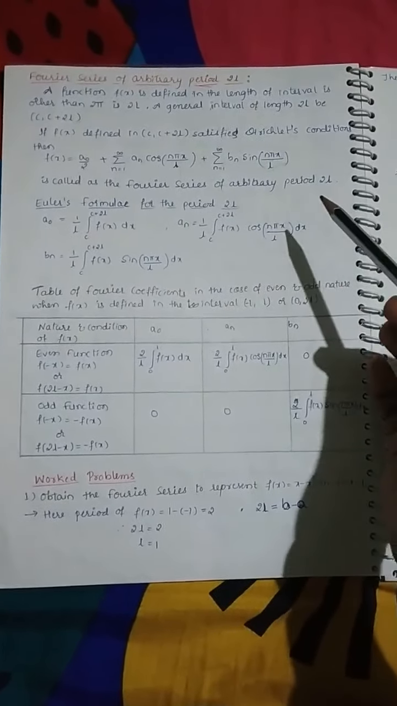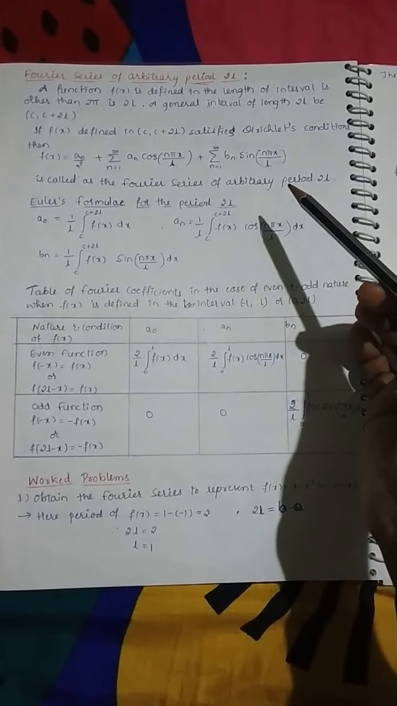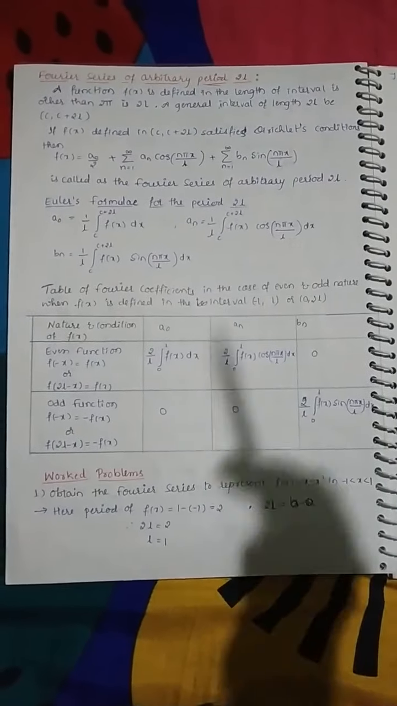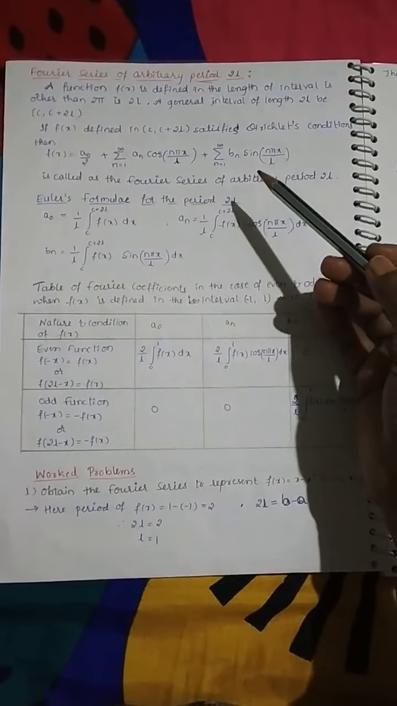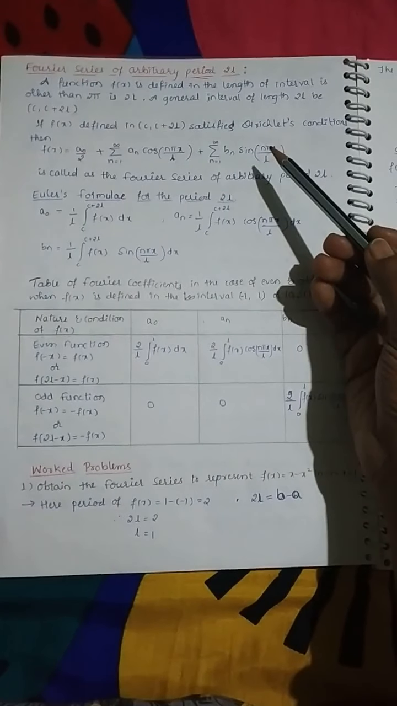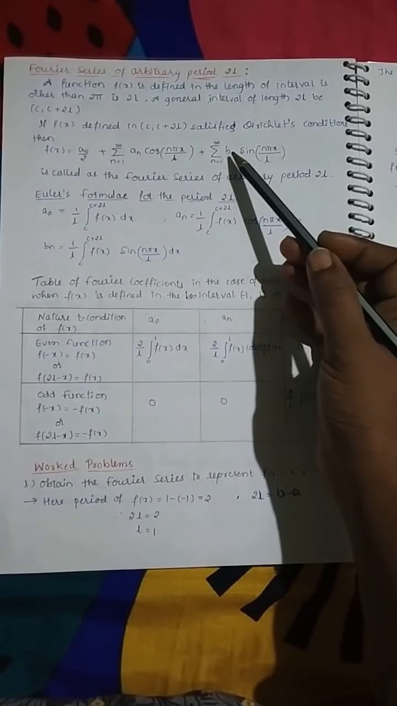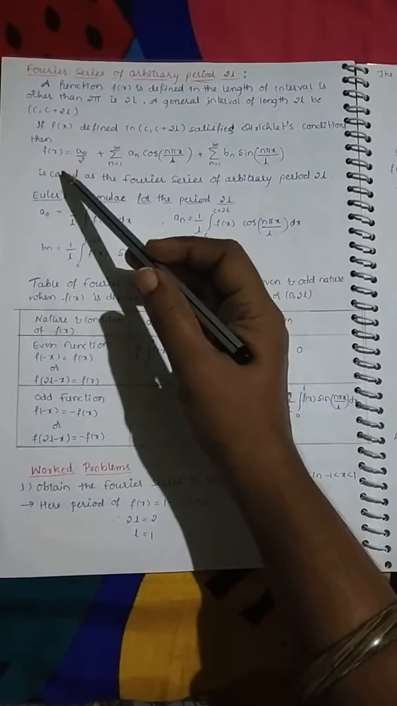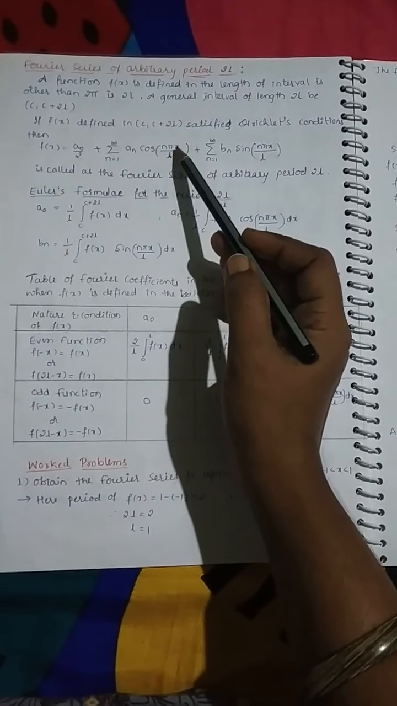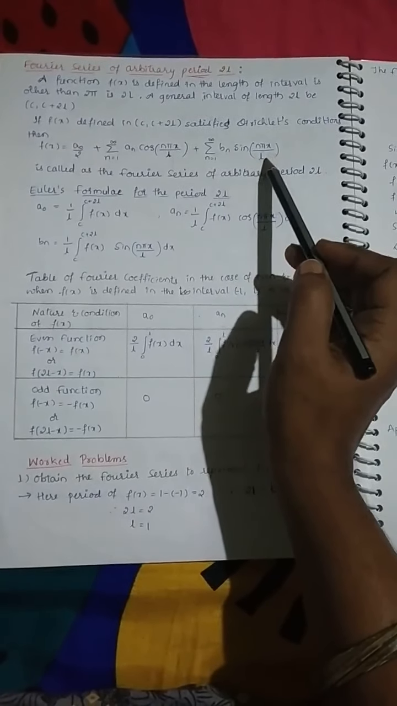In the previous video we saw the Fourier series for the period 2 pi and solved problems by taking the period 2 pi only. Now we are going to solve problems on the general length of interval, that is by taking 2L, and the Fourier series for that arbitrary period 2L is given by f of x equals a0 by 2 plus summation n equals 1 to infinity an cos n pi x upon L plus summation n equals 1 to infinity bn sin n pi x upon L.